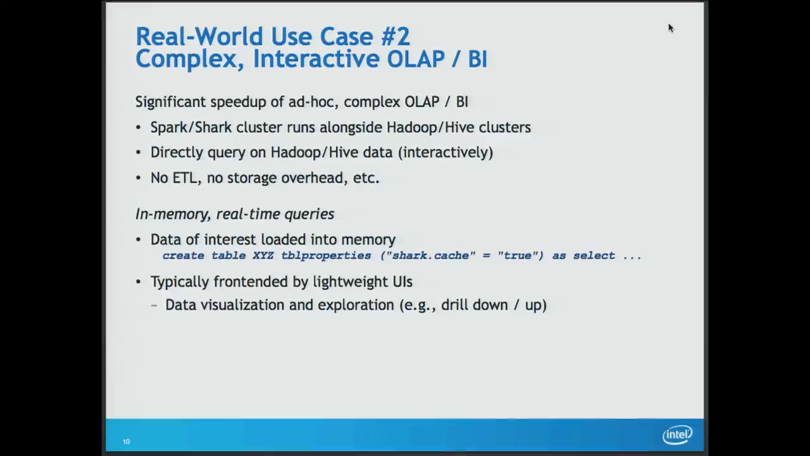And in a lot of cases, we also take advantage of the in-memory primitive in Spark, so that we load the data of interest into memory. In this case, we load it into a Shark table, and then run various analyses on top of the in-memory data. And a lot of the time, the analysis is front-ended by a lightweight UI, which does all kinds of data visualization and exploration.